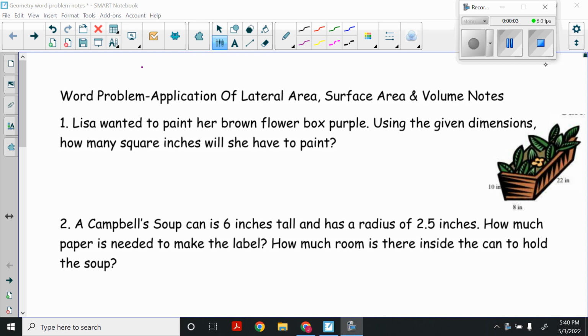Today in geometry, we're going to look at our word problem applications. We're going to be dealing with lateral areas, surface area, and volume. All right, so number one, Lisa wanted to paint her brown flower box purple. Using the given dimensions, how many square inches will she have to paint?